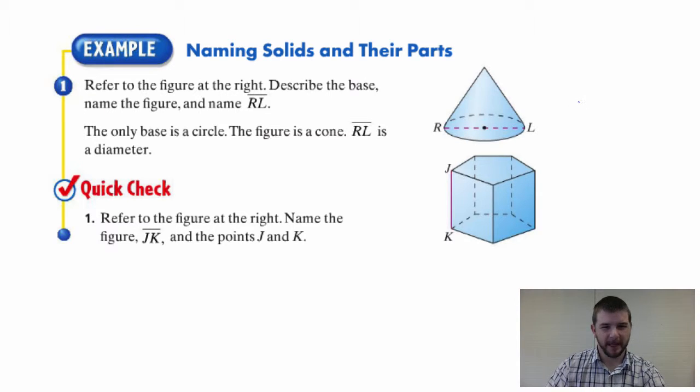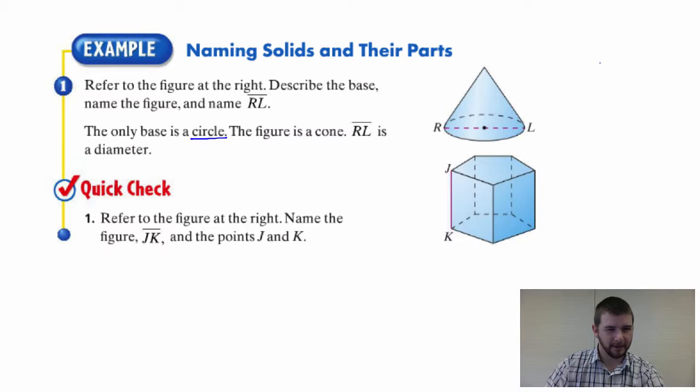So first, describe the base. Well, there's one base in this figure. That base is a circle, which I could write the word circle here, or I could possibly underline it here. The figure is a cone. Notice it matches the definition of cone. It has a single base that is a circle, and it has a single vertex.